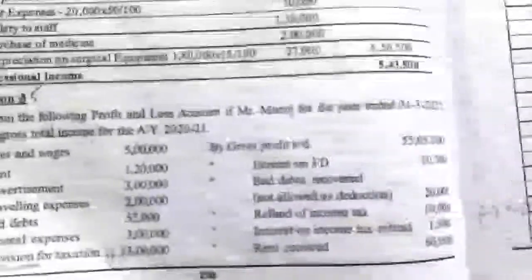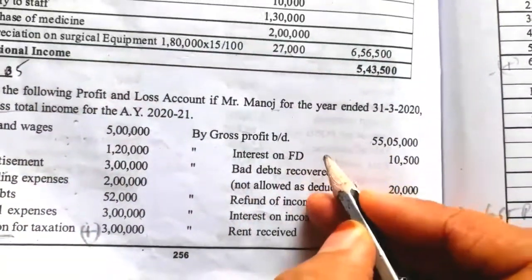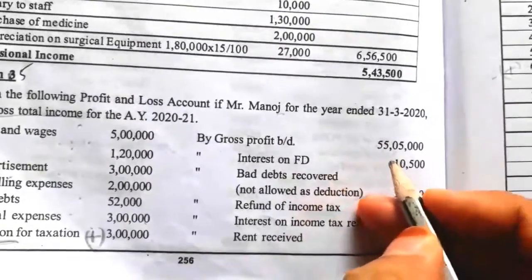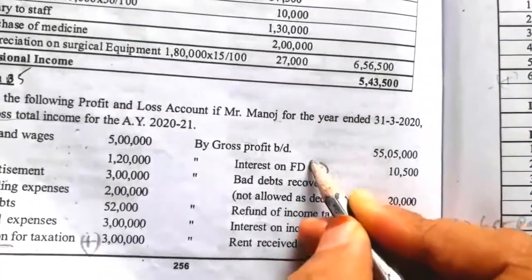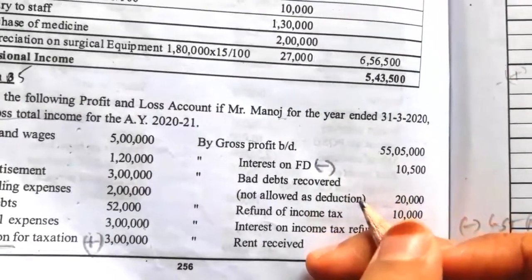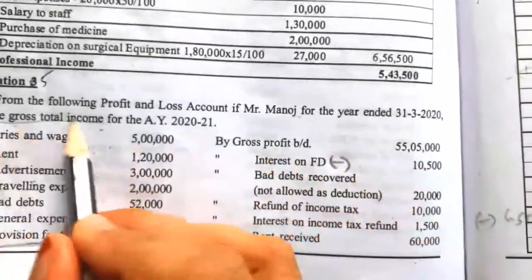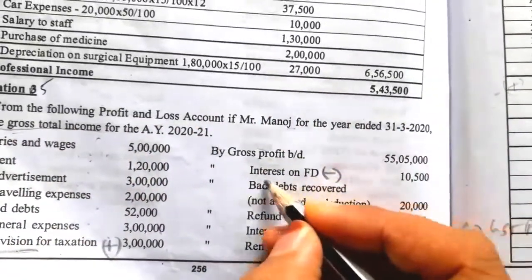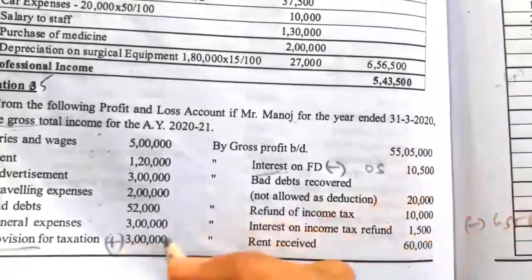Next, on the credit side, they have given gross profit brought down. Next, interest on fixed deposit. It is not relating to business income, so it should be deducted from the business income, to be treated separately under its own head while calculating the business income. Here they have asked to compute the gross total income. Again, this interest income on FD is taxable under the head income from other sources.